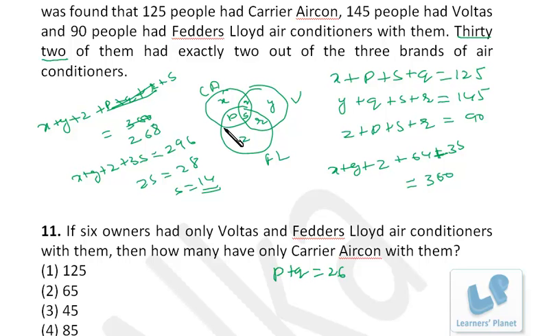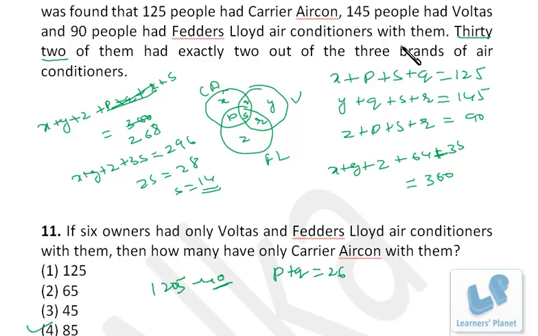And the total of this complete circle is 125. Out of that, P plus Q plus S is 40. That means X must be 125 minus 40. Okay. So that's 85. 125 minus 40, that's 85. I hope you are getting me.